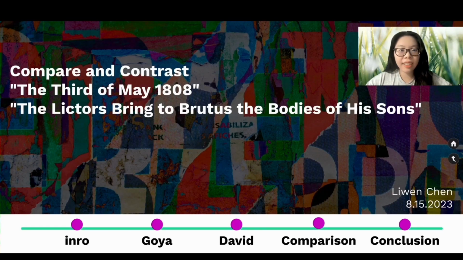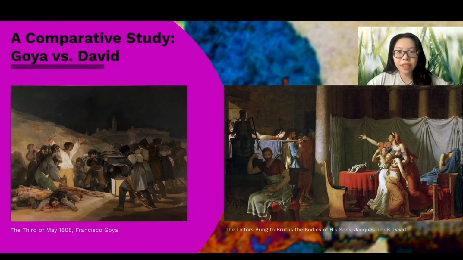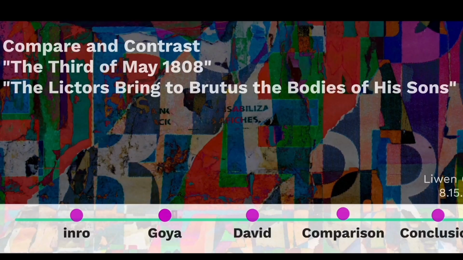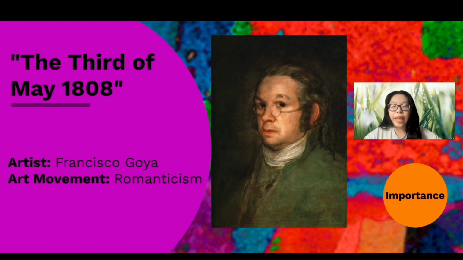Hi, this is Lydia. I'm going to talk about Goya's The 3rd of May 1808 and David's The Lictors Bring to Brutus the Bodies of His Sons. They are monumental works of the early 19th century, full of political and emotional narratives, but they come from two slightly different artistic movements.